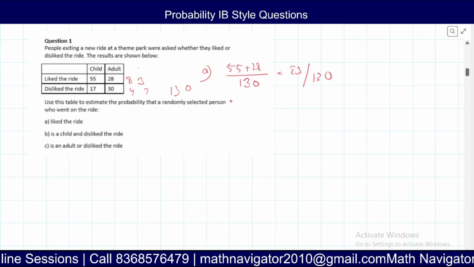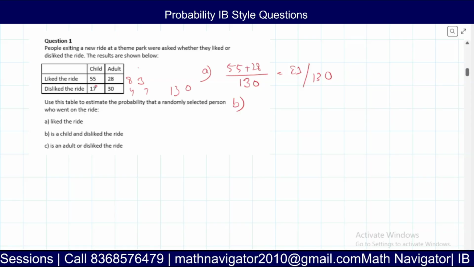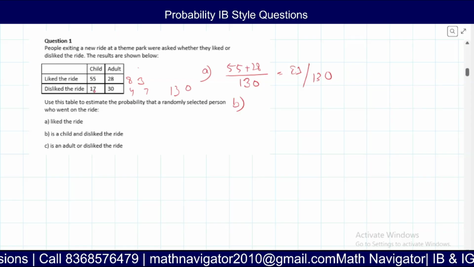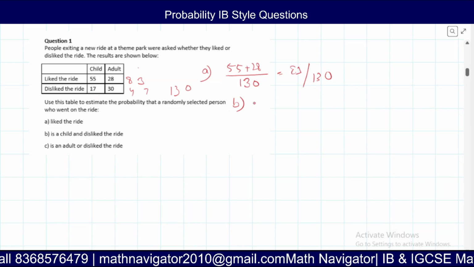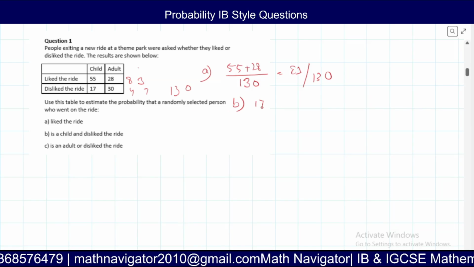Part B is a child and dislike the ride. So 17 children dislike the ride. So I'll write 17 over 130. This is my answer.